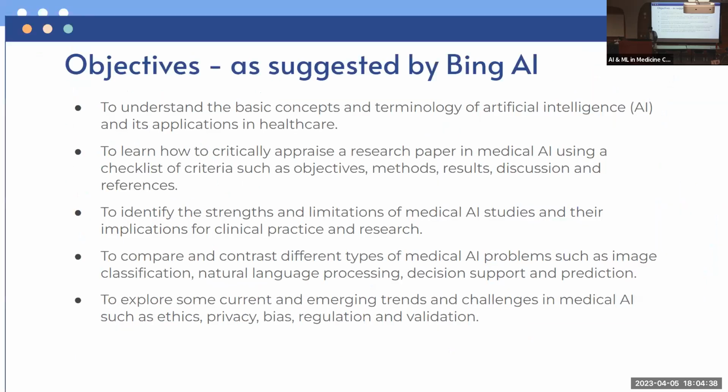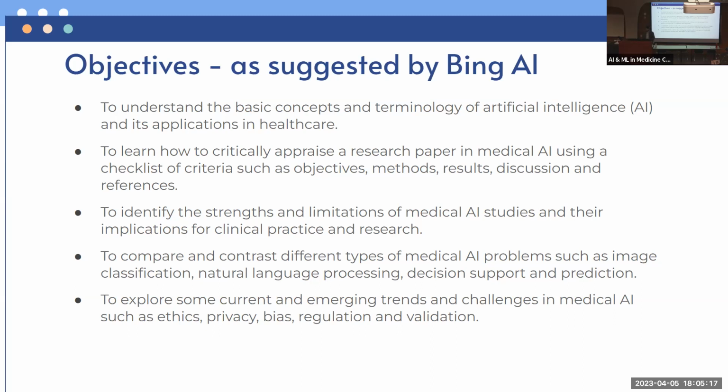Okay, with that being said, I will do a disclaimer at some point, but I asked Bing AI to give me an objective for this session, and I specifically told it it's a 1-hour lecture. So these are what it came up with. So you're supposed to understand the basic concepts and terminology of artificial intelligence and its applications in healthcare. That's a course in and of itself. To learn how to critically appraise a research paper in medical AI using a checklist of criteria. And I love the checklist of criteria: objectives, methods, results, discussion, and references. Those are specific parts of a paper, not criteria, but okay.